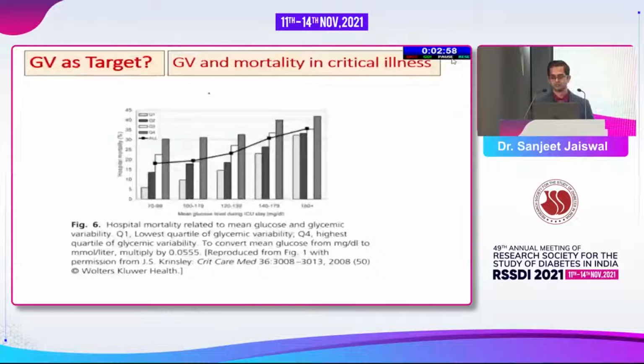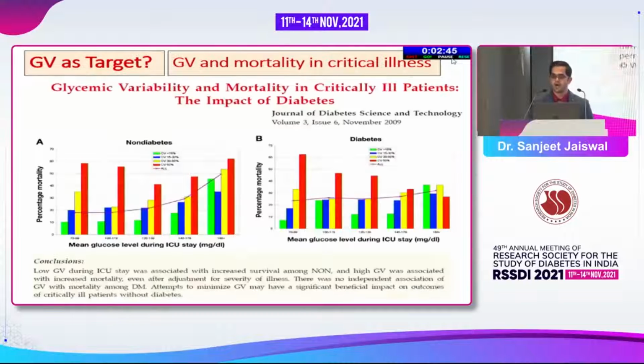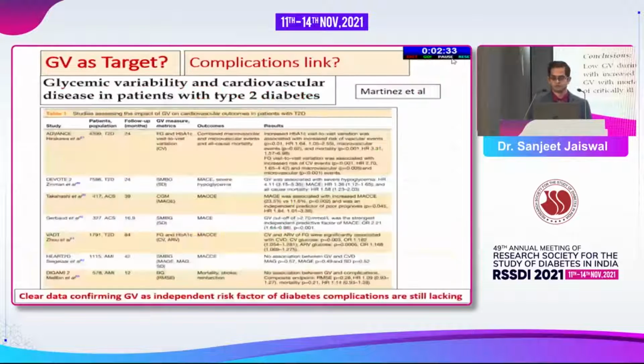So coming to critical illness mortality and association with glycemic variability, a study has shown that variability is associated with an increased risk of mortality in critically ill patients. However, there is another study which has compared critical illness, and the risk of mortality is increased in non-diabetes. However, in diabetes the risk of mortality does not increase with variation.